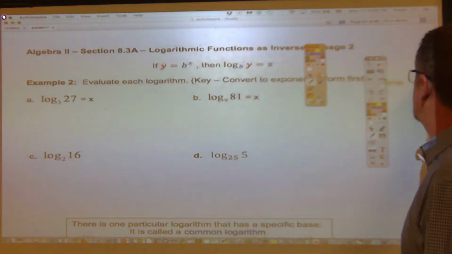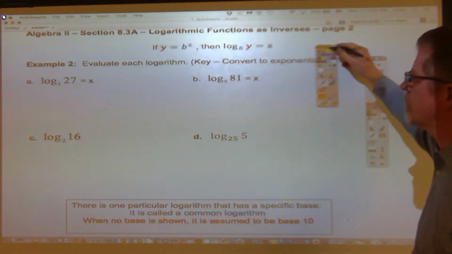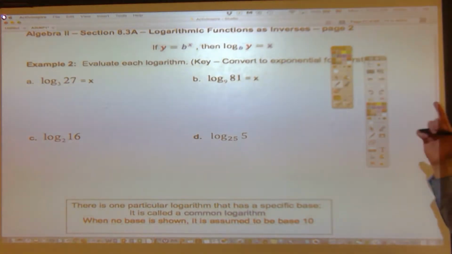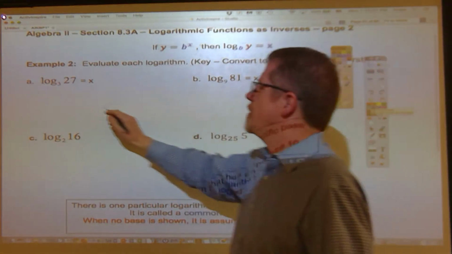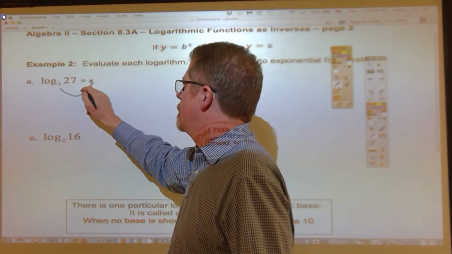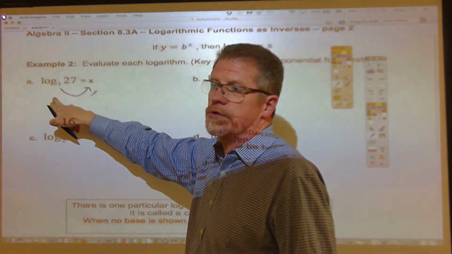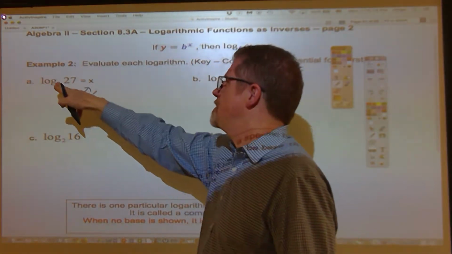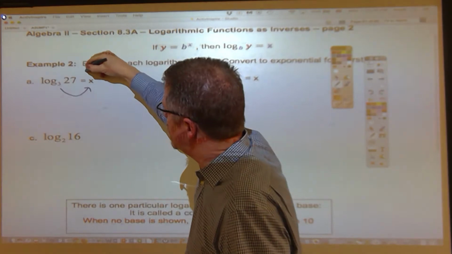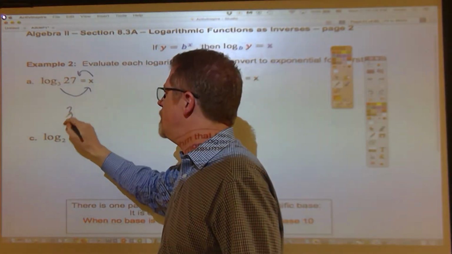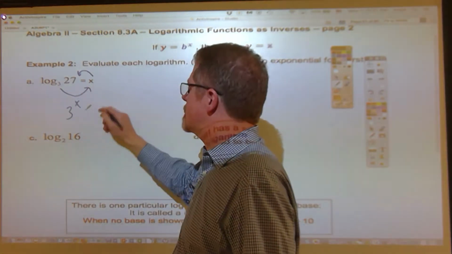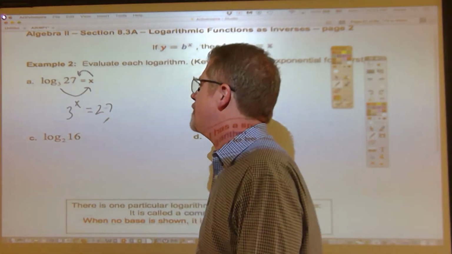Example 2. Now we're going the other way around. It says evaluate each logarithm. Well, to do this, draw the 2 arrows. The first arrow always goes from the base to the exponent. So that means 3 to the x power. The second arrow always comes in like this. So now you can see that it means 3 to the exponent of x is 27.